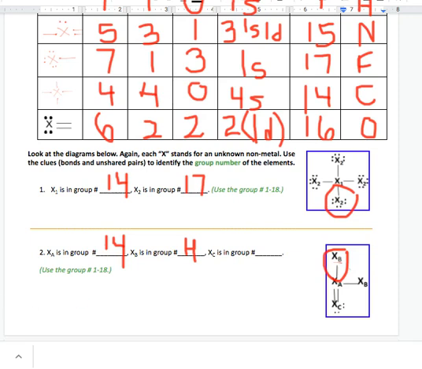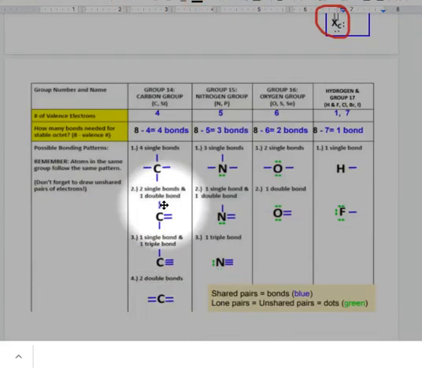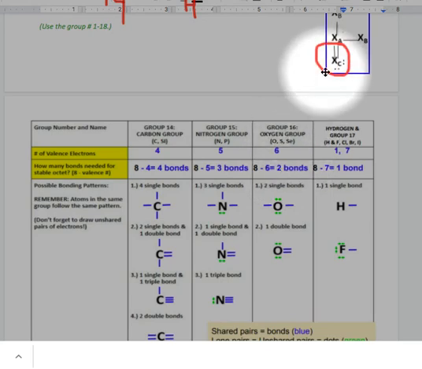Finally, X sub C, if I focus in on that one again, X sub C, if I look just at that, it has 2 bonds, a double, and 2 unshared pairs. So now I'm looking for one with 2 bonds and 2 unshared pairs. So in my picture above, you can see them both here, it looks like it's a double. So it's a lot like this one, a double and two unshared pairs. So that's group 16.